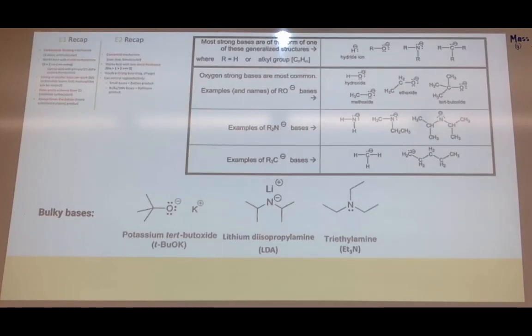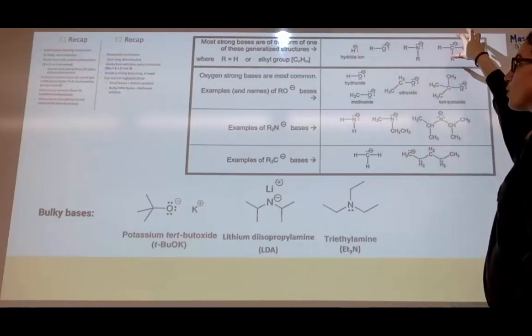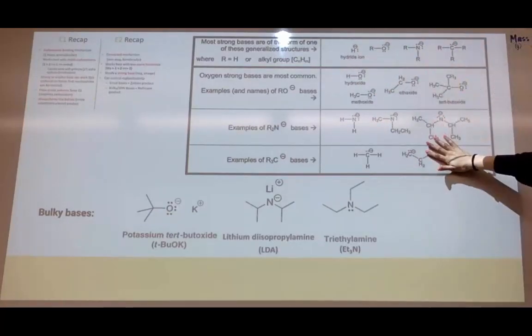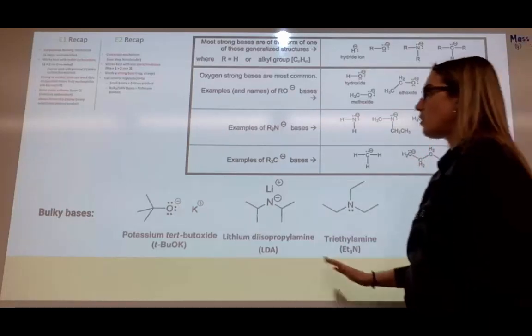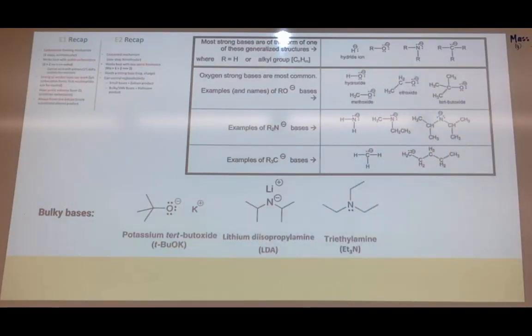And then I put everything kind of on one slide here. We looked at the strength and different examples of bases up here. We looked at this yesterday. Just looking at how strong bases tend to come in one of these forms. So these all represent strong bases. And then also down here showing the bulky bases. So just giving you some examples of things that we see.